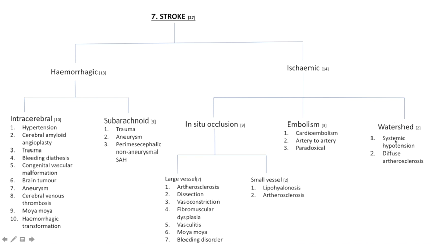Then watershed ischemic events happen in the setting of systemic hypotension, usually in the setting of shock, and there's going to be diffuse brain parenchymal hypoperfusion, right? So the entire brain is deprived of blood flow for whatever reason, or you could have diffuse atherosclerosis, right? Okay, so here we had 14 causes of ischemic stroke and 13 causes of hemorrhagic, giving you a grand total of 27. Whoa, that's a lot.